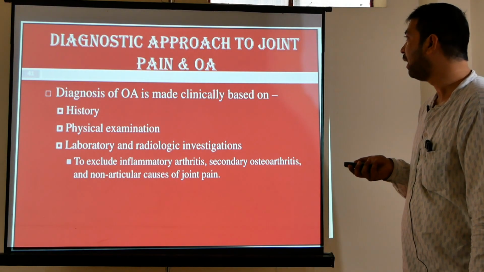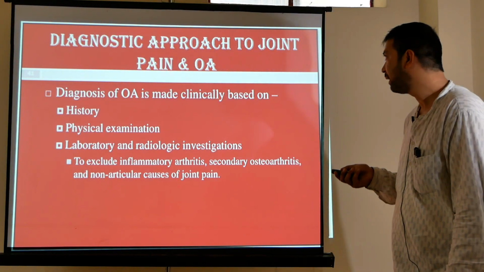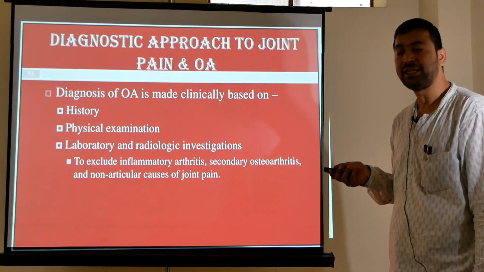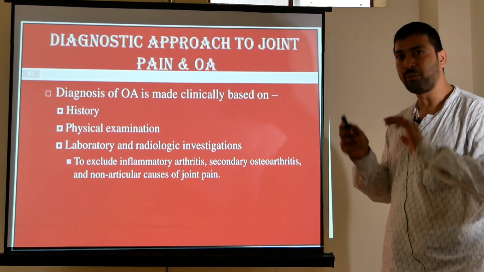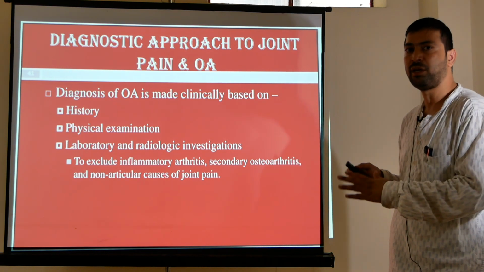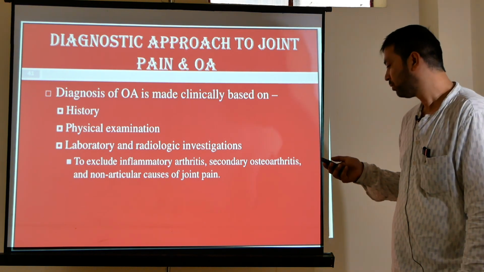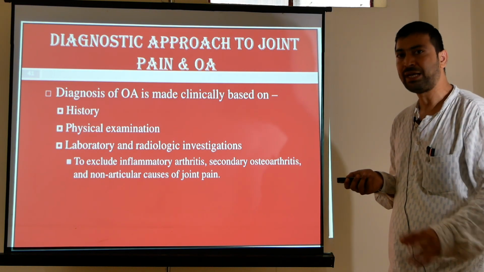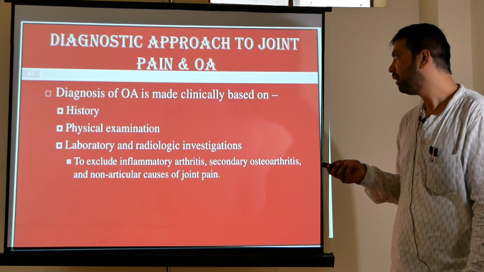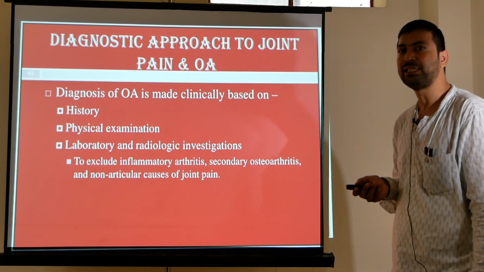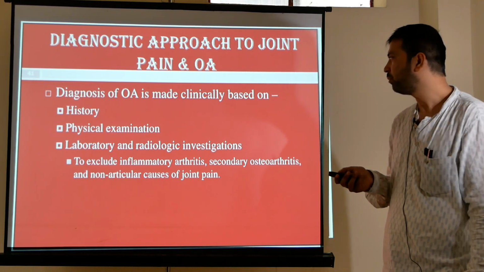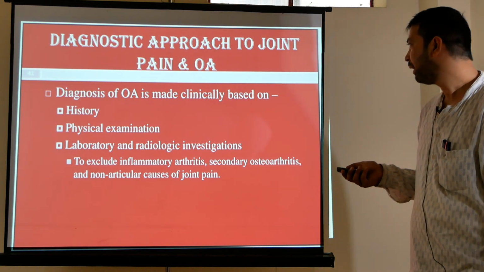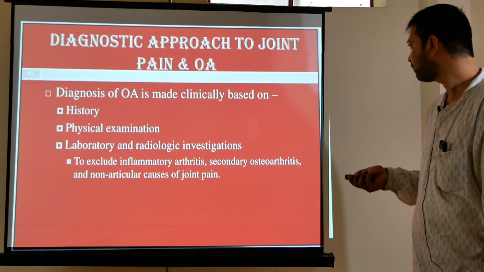So diagnosis will be based on clinical criteria. There are a variety of clinical tests to differentiate between osteoarthritis and inflammatory arthritis. First, we have to take the history of the patient, including present, past, or surgical history. Secondly, physical examination, including crepitus, range of motion and end feels. Third is laboratory and radiological investigation.